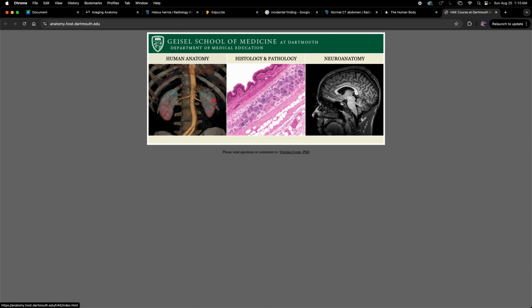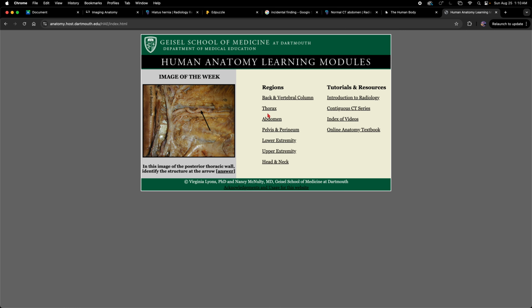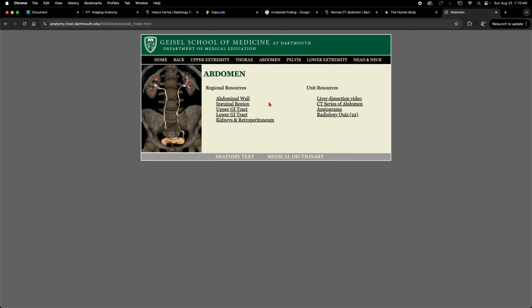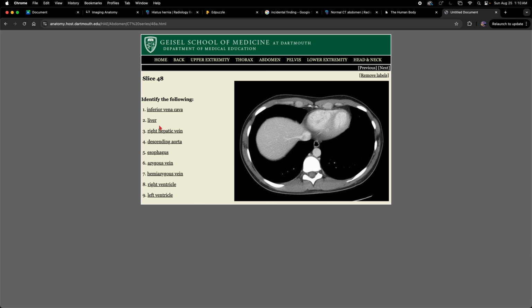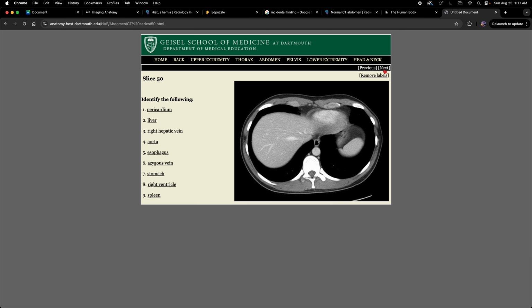And once you're on the home page, you go to human anatomy and probably just go to abdomen. You can do any one you want, but let's do abdomen. Let's do CT series of the abdomen. And let's say you wanted to know where the liver is. You just click it, it shows you. I would suggest just do the bits that we talked about. So don't worry about the IVC just now, but it's good for you to know later on when we're talking about the circulatory system. And then you just get to the next slice and you can do the same thing.